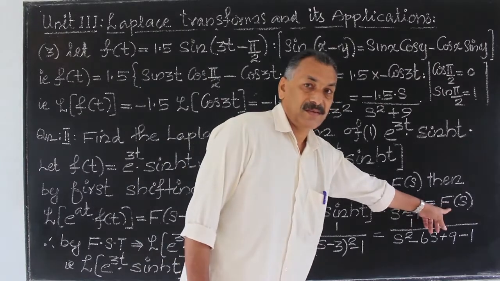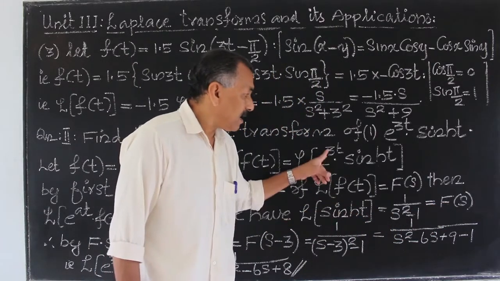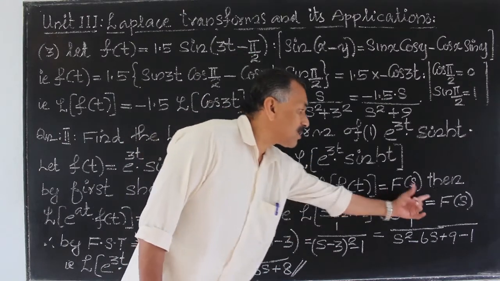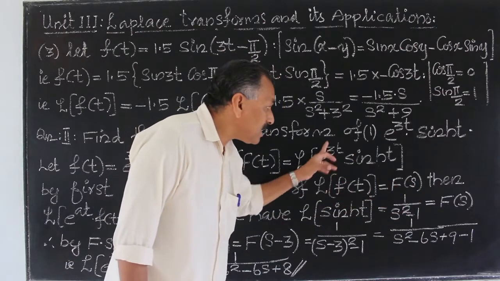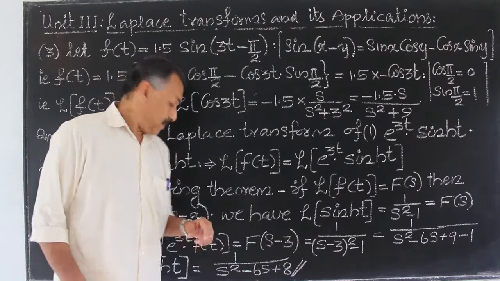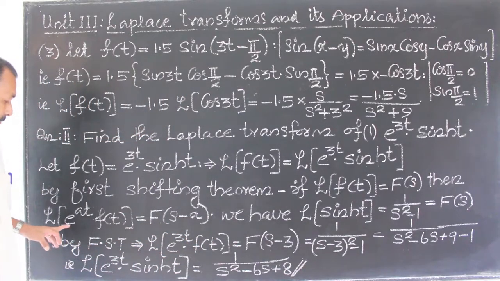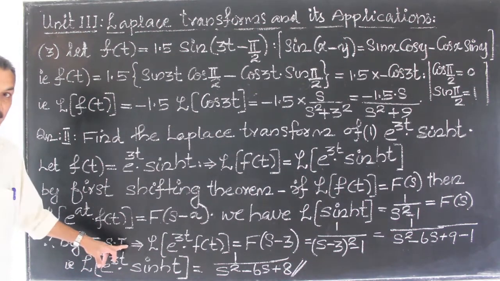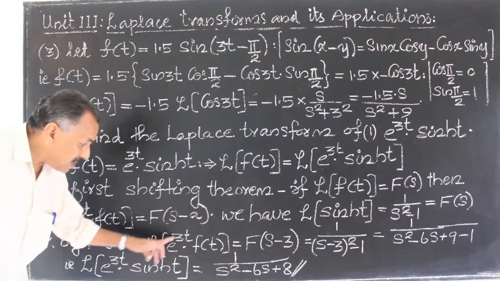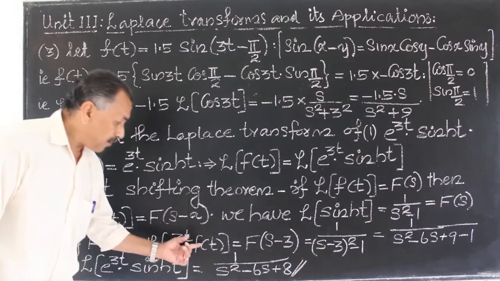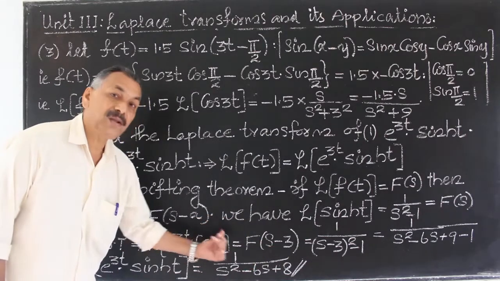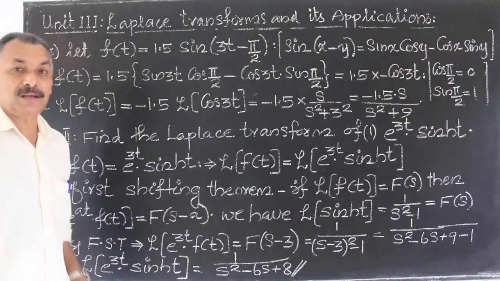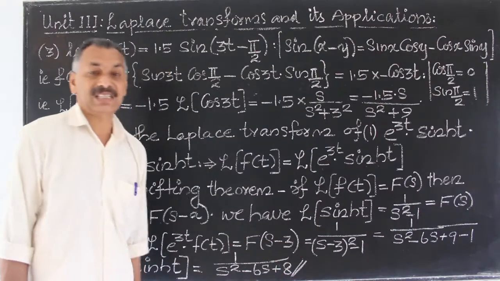അത് f of s. അങ്ങനെയാണെങ്കിൽ ഈ sin ht യെ, f of t യെ e raised to 3t കൊണ്ട് മൾട്ടിപ്ലൈ ചെയ്തായിരിക്കും. L of f of t is equal to f of s. Then L of e raised to 3t into f of t, then by first shifting theorem, L of e raised to at into f of t is f of s minus a. ഇവിടെ a value 3 ആണ്, a is equal to 3. Therefore f of s minus a means f of s minus 3.